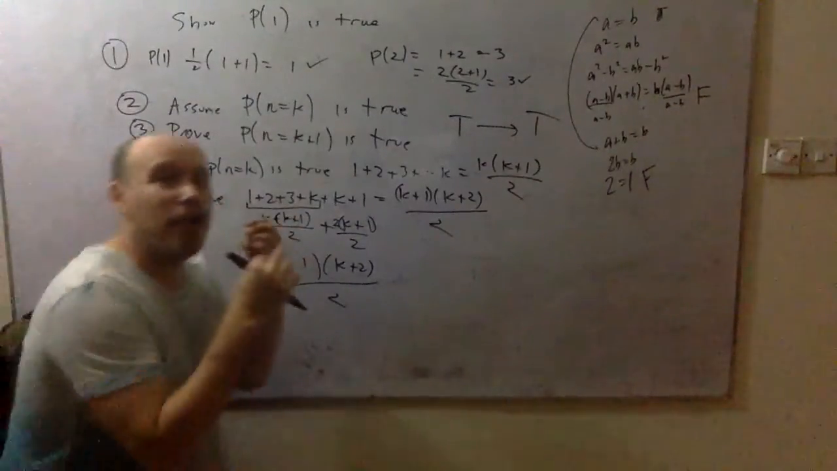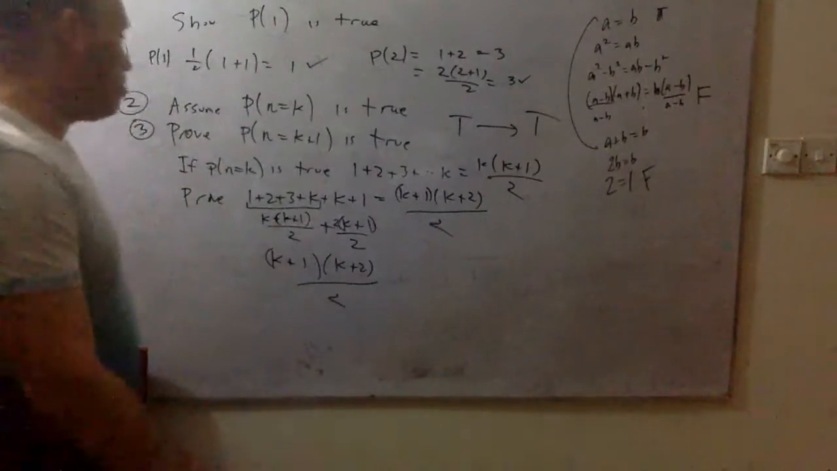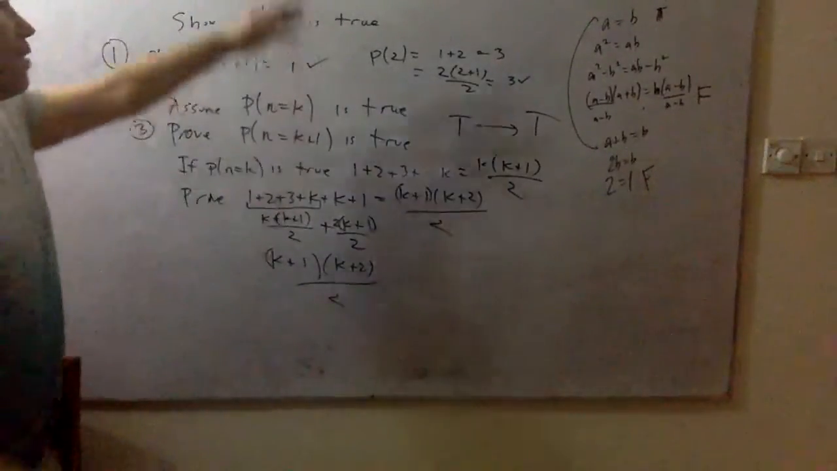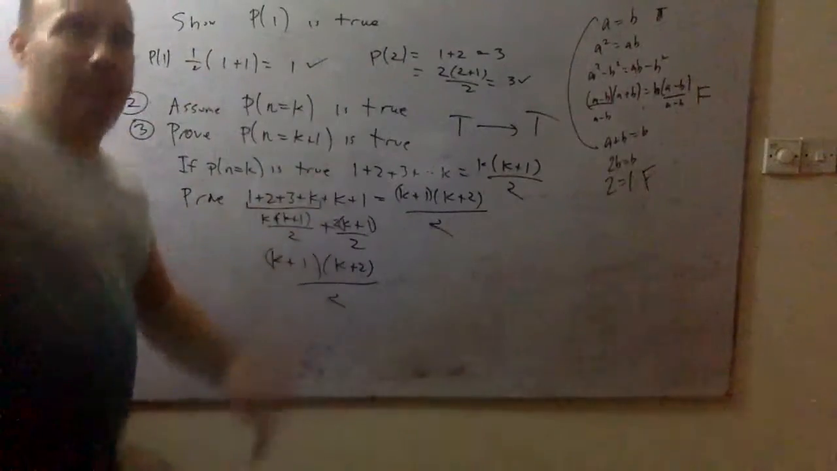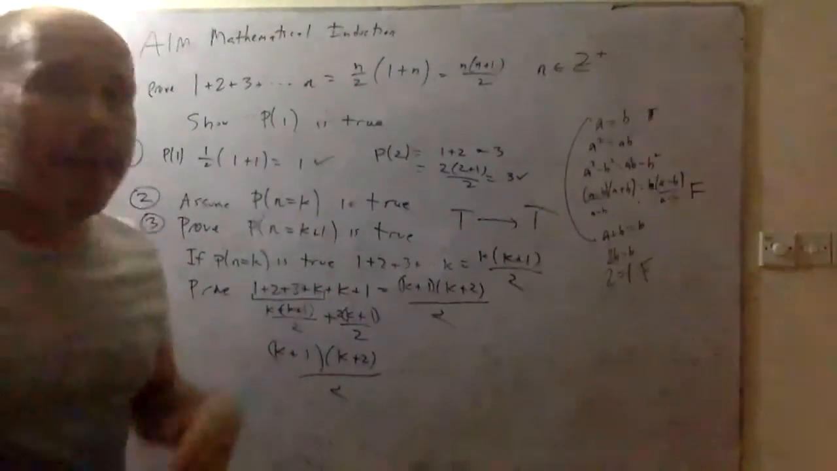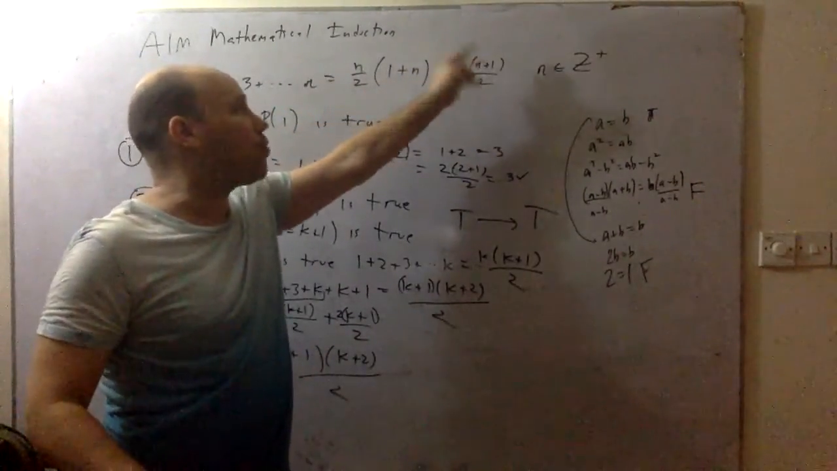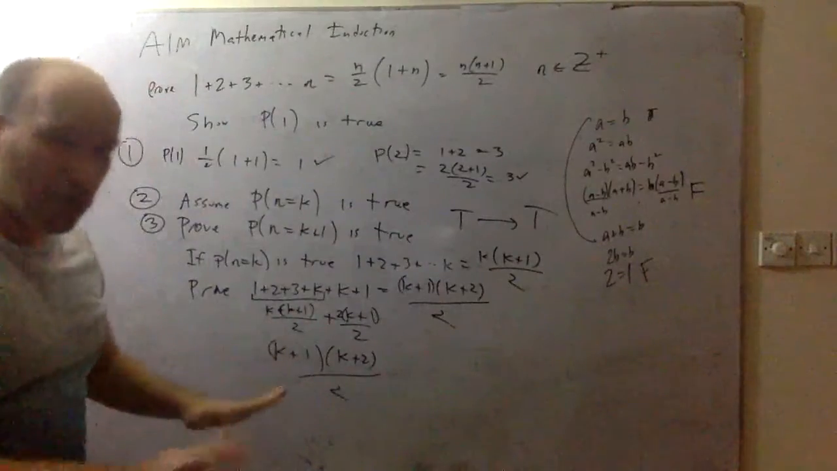My conjecture is a theorem according to math laws. And so that is how we proved that the sum of an arithmetic series is n times n plus 1 over 2. Let's try another one.